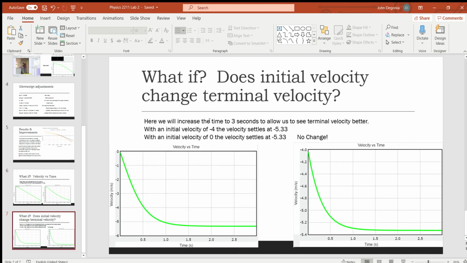Now we can talk about here how initial velocity affects terminal velocity. Here we're starting at an initial velocity of -4. We're throwing it downwards, and here the velocity is 0. However, they both smooth out to the same thing, negative 5.33 meters per second downward.